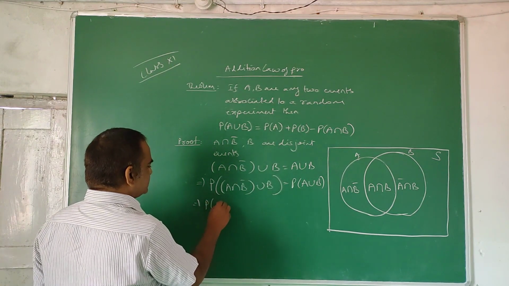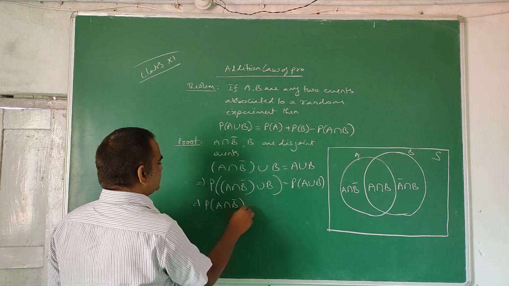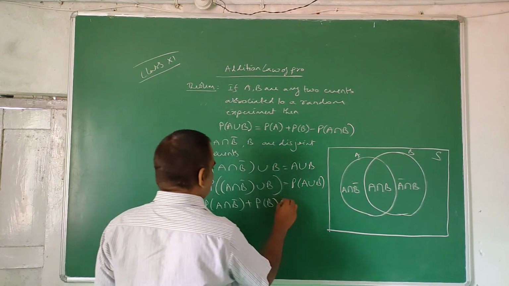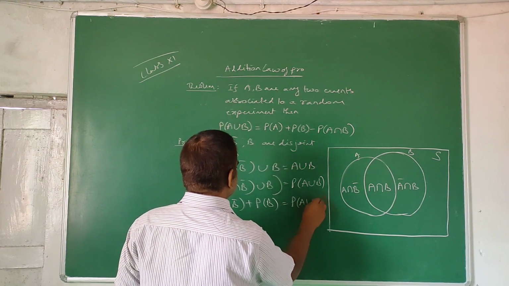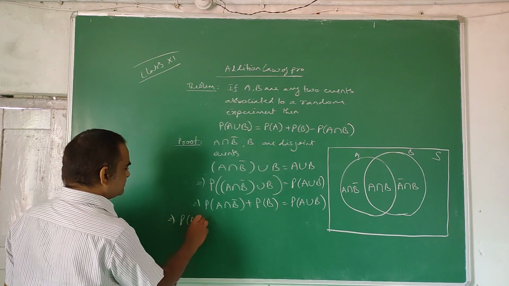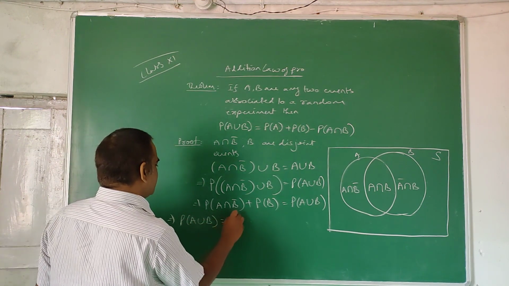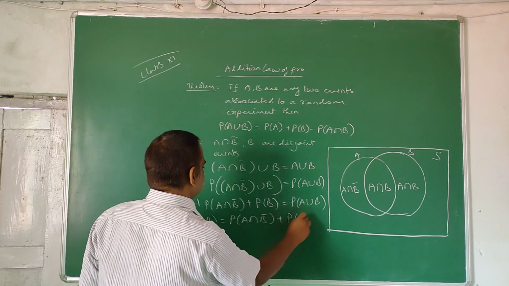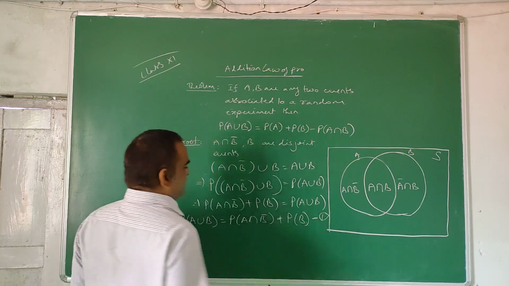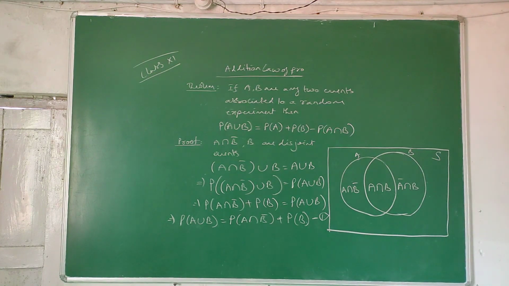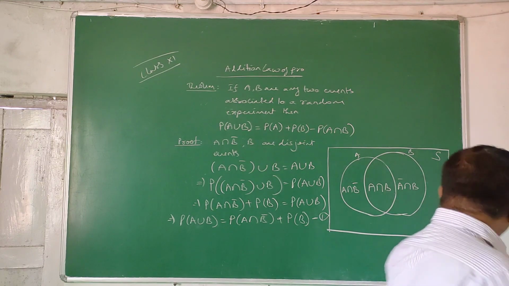As they are disjoint events, now the union probability is equal to the sum of the probabilities, is equal to P of A union B. So we got now P of A union B is equal to P of A intersection B complement plus P of B. You got this. Say this is equation 1. Now you keep this equation aside.